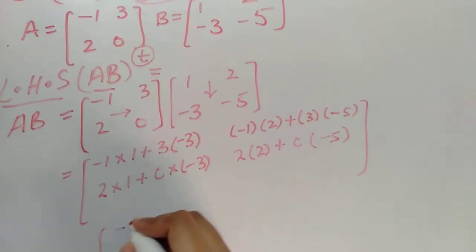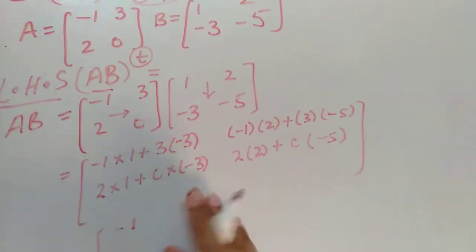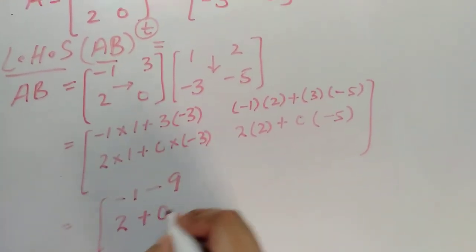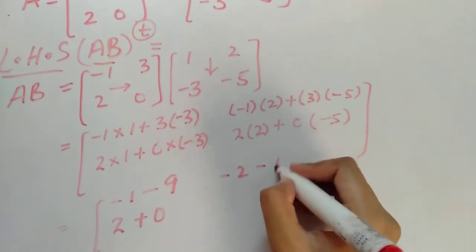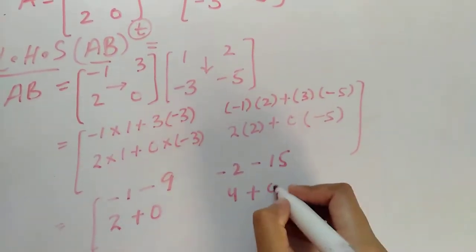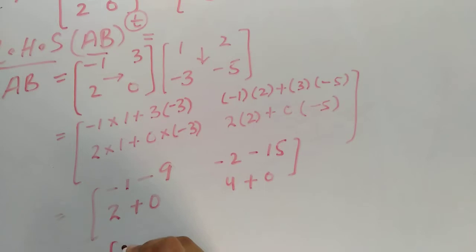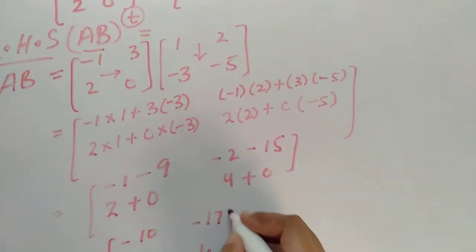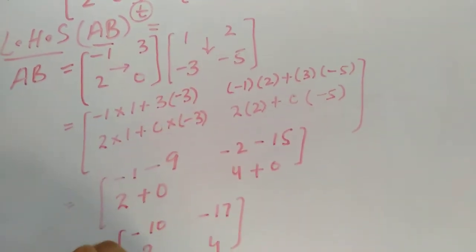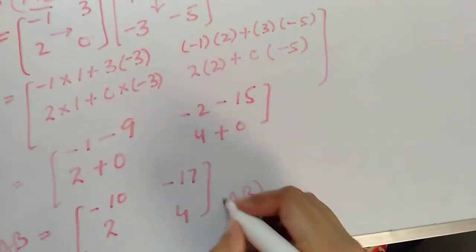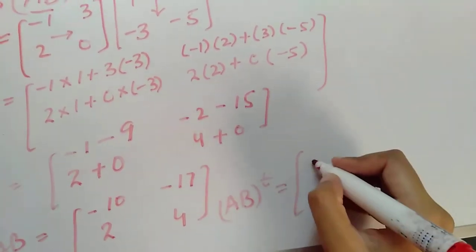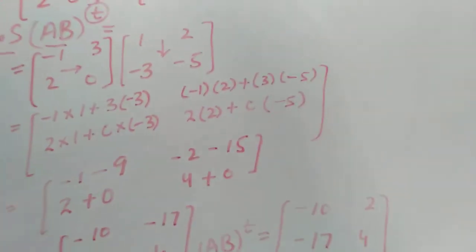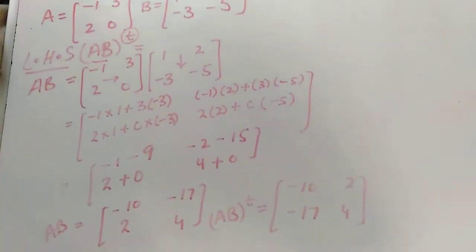Now we will simplify it. It will be -1 minus 9, 2 plus 0, -2 minus 15, 4 plus 0. So the answer is -10, 2, -17 and 4. This is the answer for AB. When we take the transpose of AB, it will be -10, -17, 2 and 4. So this is the answer for the left hand side.